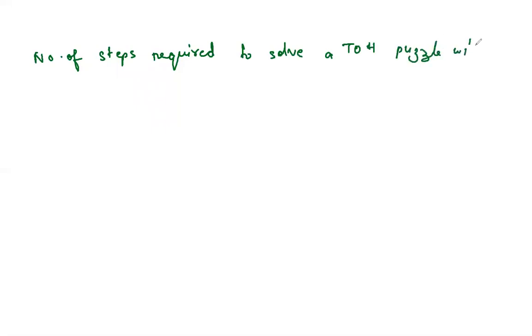So the number of steps required to solve a Tower of Hanoi puzzle with n number of disks will be equals to 2 to the power n minus 1.